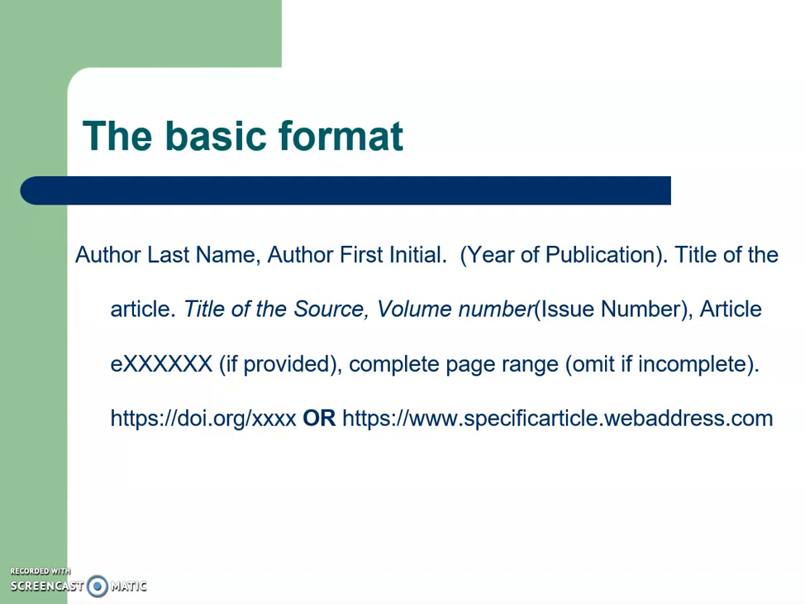So in the next space is the year of publication. Journal articles only care about years, not usually months and days. After that comes the title of the article. Notice that there are no quotation marks.